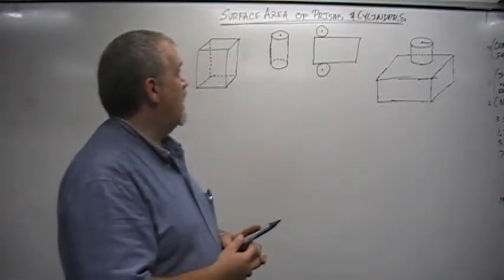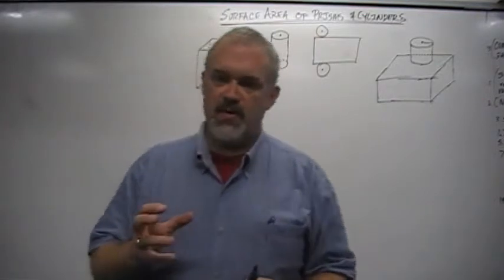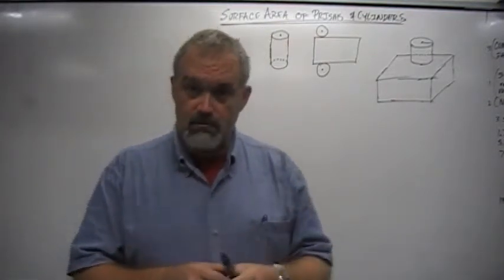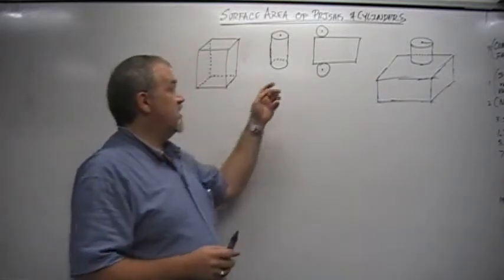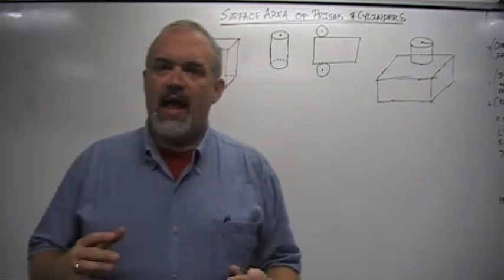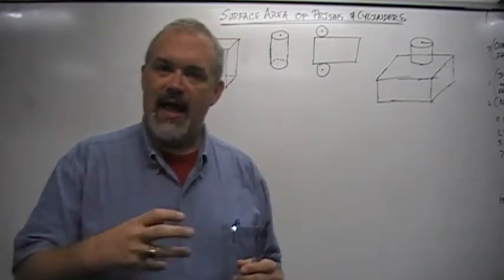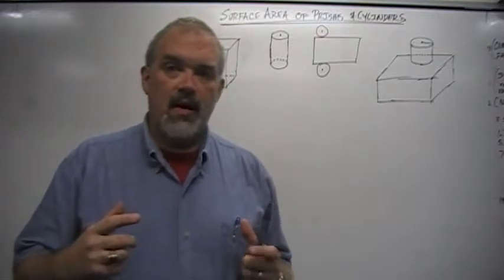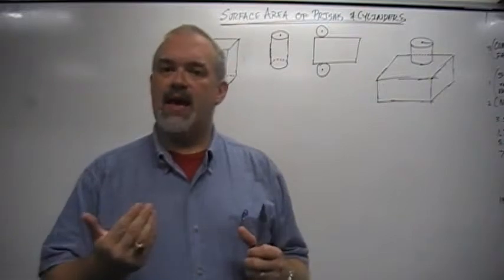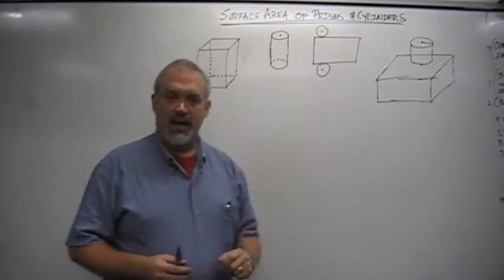Now, when we talk about surface area of prisms and cylinders, it's helpful to remember the distinction between surface area and volume. So let's say, for sake of discussion, that we had a little can of paint, and we wanted to talk about how much paint would fit inside the can. That would be volume. When we're talking about how much paint it would take to paint the outside of the can, that would be surface area. And surface area is what we're talking about today.